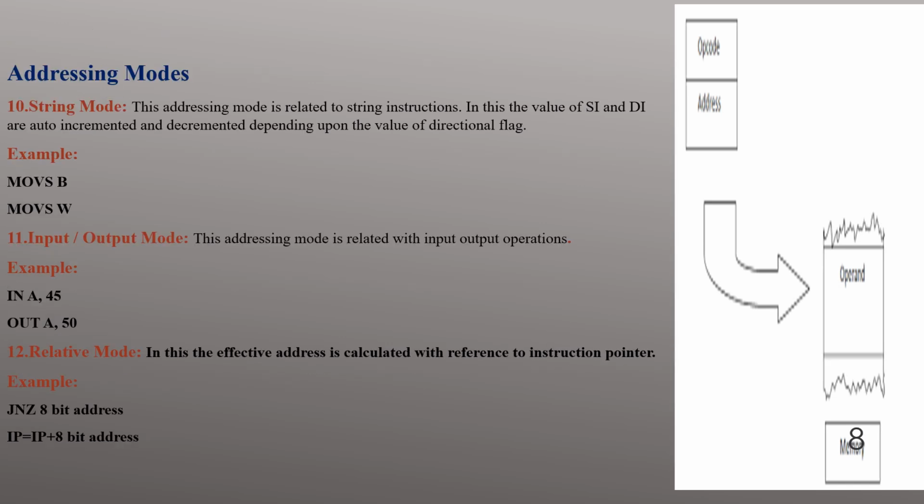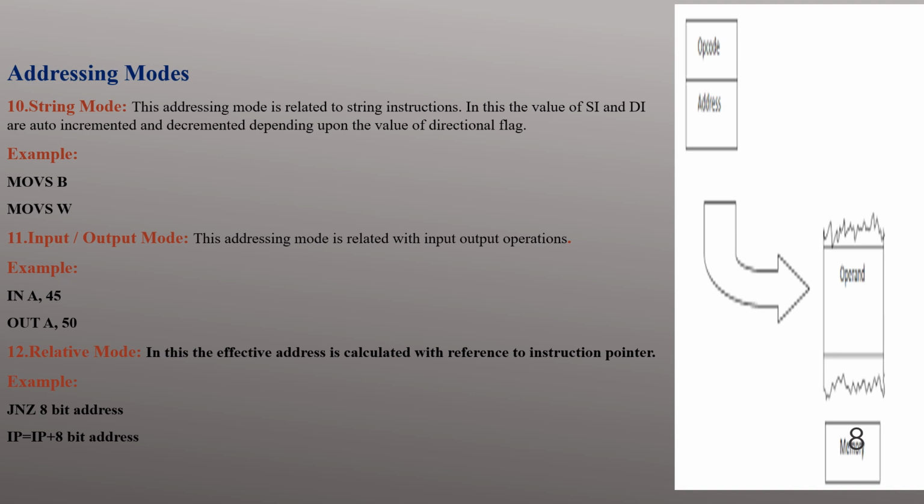And the last two points are string mode. In string mode, the addressing mode is specifically related to string instructions. It utilizes the source index and destination index registers. As an example, MOVSB, move a byte from source to the destination. Input output mode: this mode is used for input and output operations. It facilitates communication between the microprocessor and peripheral devices. Example, IN, OUT.